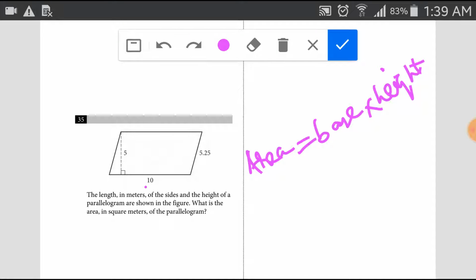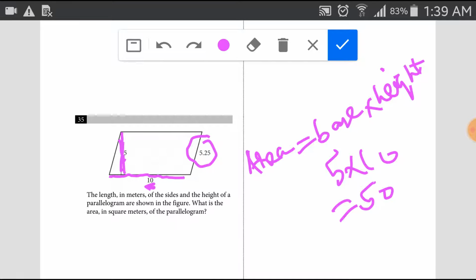Yes, we do. The base here is 10. This is the length of the base of the parallelogram. And the height, remember, is always perpendicular. So this is the height and not this 5.25. So make sure you multiply 5 times 10 to get 50.